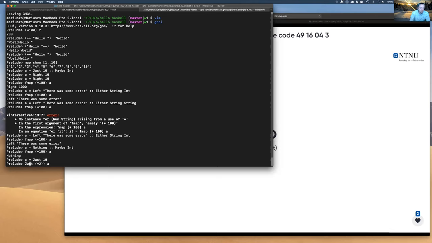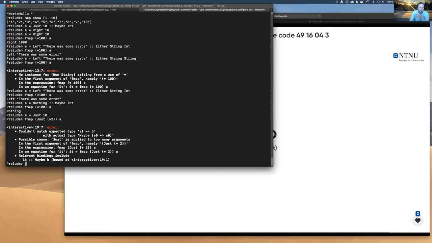So if I do this and I say fmap, apply this function, but the function is wrapped in a context itself. So the function is not just a function, it is a maybe function, then this doesn't work, right? So I cannot apply a function in a context to a value in a context. I can only apply a normal function to a value in the context. So here comes an applicative.